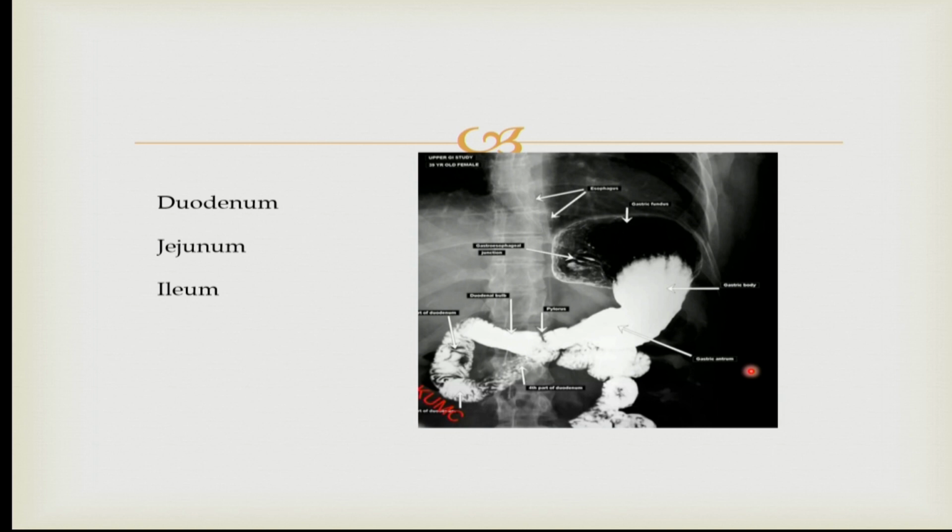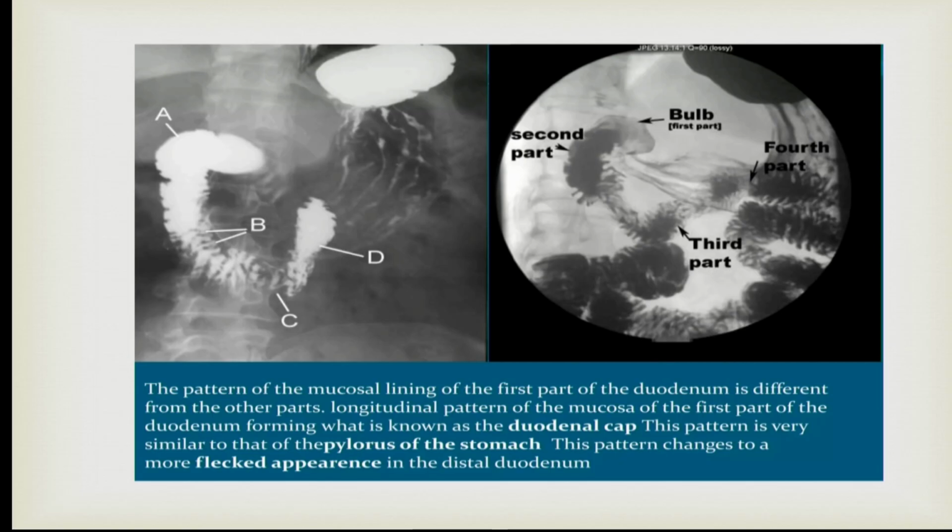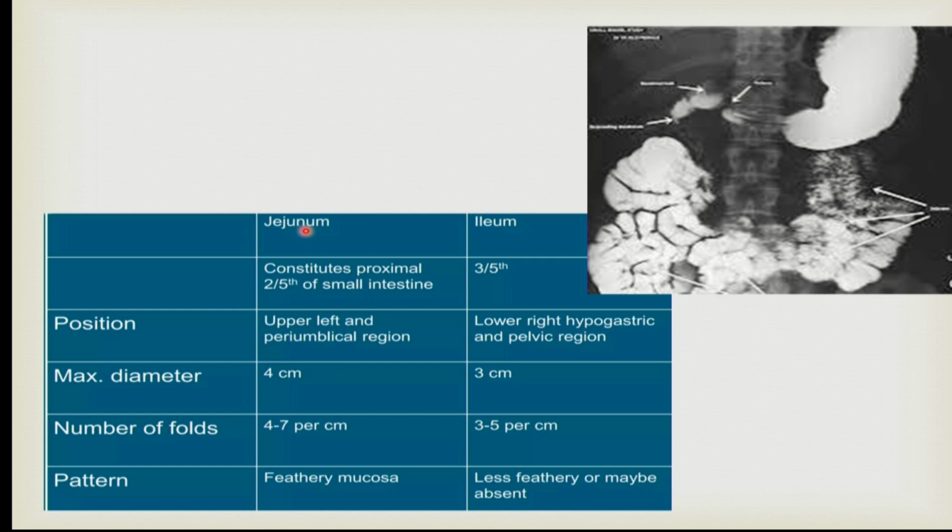Now it is our job to differentiate which folds we are looking at. So the duodenum will always look like a C shape with the duodenal cap, second, third, and fourth parts. You can see the change in mucosal pattern. That is particular for this part of the duodenum, and the more distal it goes, the more it resembles the small bowel. So how do we differentiate between the jejunal and the ileal loops? Other than the anatomical position, again the mucosal pattern helps us. It is feathery in the jejunal mucosa, so the folds are more closely placed, and they are more widely placed in the ileal.